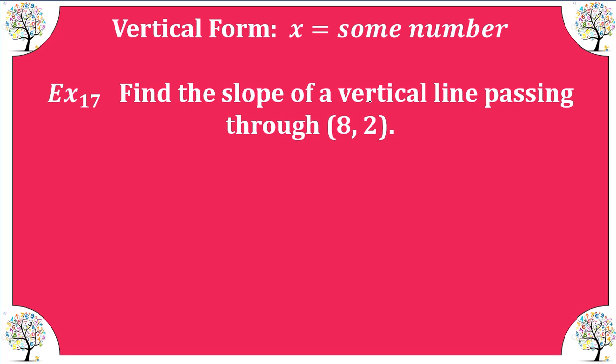It says find the slope of a vertical line that passes through 8, 2. So I would say my slope is undefined. And don't write 0 because 0 is a value. Undefined is what you would write. If we were asked to write the equation, it's going to be x equals 8.